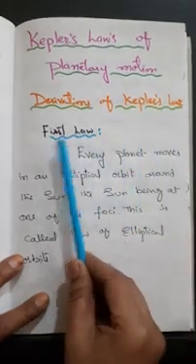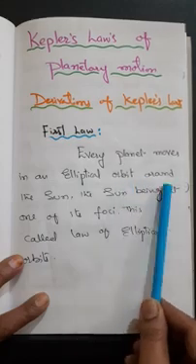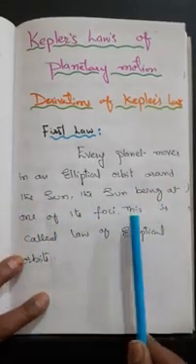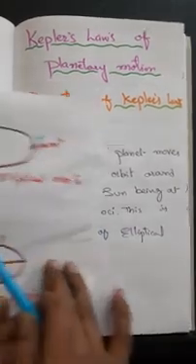Today I am going to explain what Kepler's laws of planetary motion are and the derivation of Kepler's laws. The first law is: every planet moves in an elliptical orbit around the sun, with the sun being at one of its foci. This is called the law of elliptical orbits. So what does the first law say?